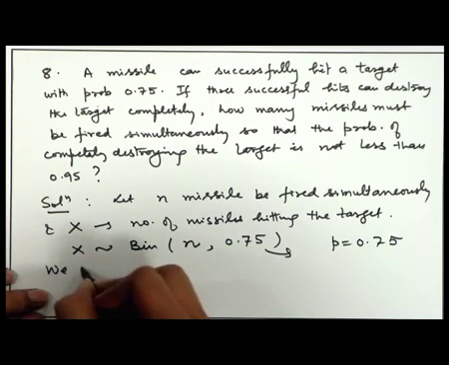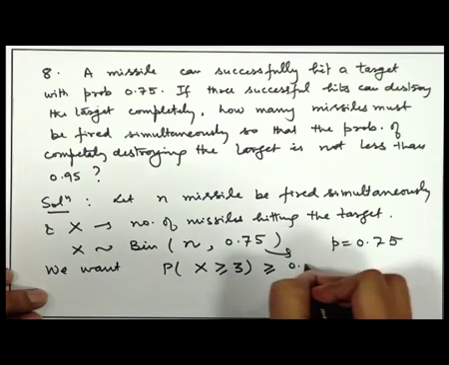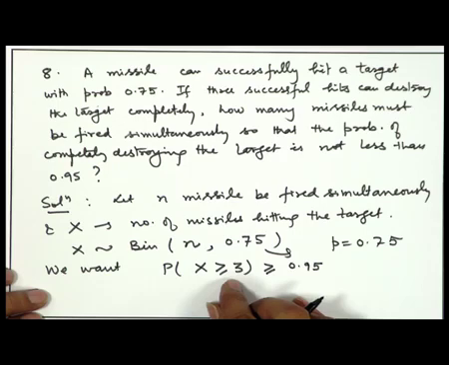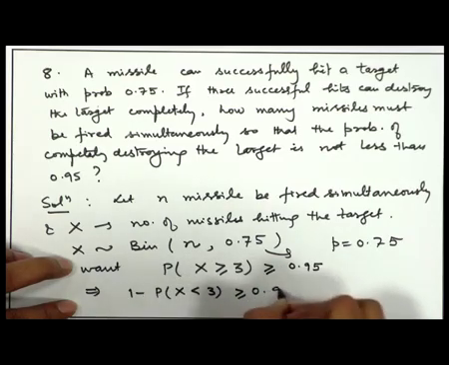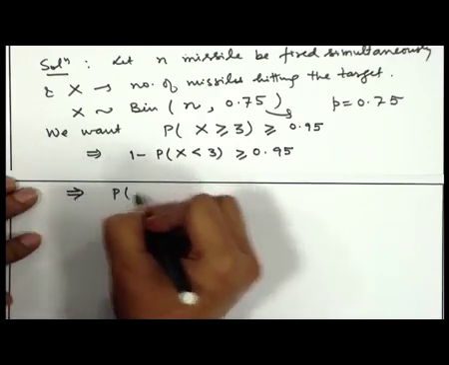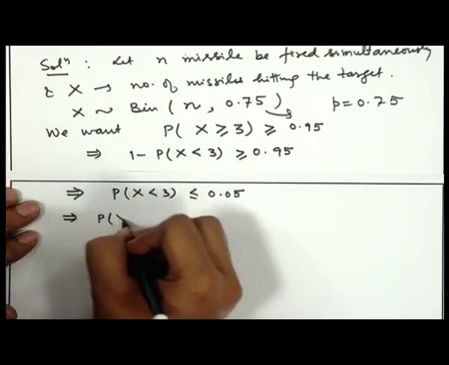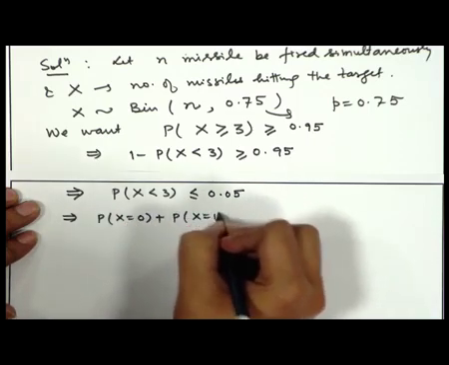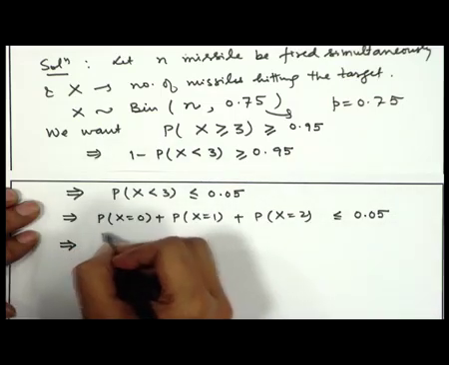Now, we want the probability that x is greater than or equal to 3 to be greater than or equal to 0.95, because if 3 or more hits are correct, then the target is destroyed. We can write this as 1 minus probability x less than 3 greater than or equal to 0.95. This is equivalent to probability x less than 3 less than or equal to 0.05. So, that is probability x equal to 0 plus probability x equal to 1 plus probability x equal to 2 less than or equal to 0.05.